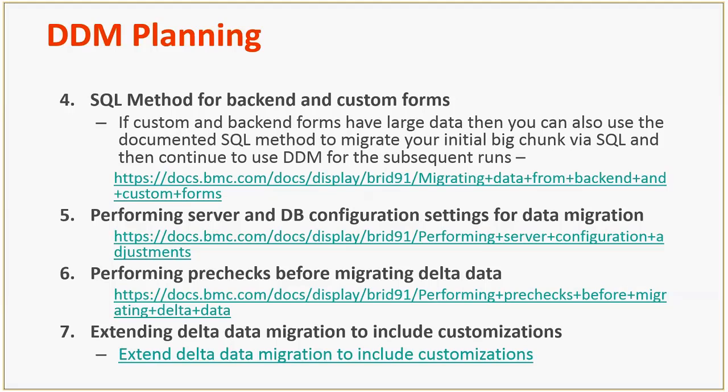Number 5 is performing your settings. For example, setting the max list query to 0, so DDM can query up to 50,000 records to grab and process every time. Then the pre-checks I was talking about, step 6. Pre-checks are something you might have to look into and run before a DDM run, whichever is applicable for you. Some of them are one time, some you need to do every time. So go through those. And then number 7 is extending your DDM packages for customization.